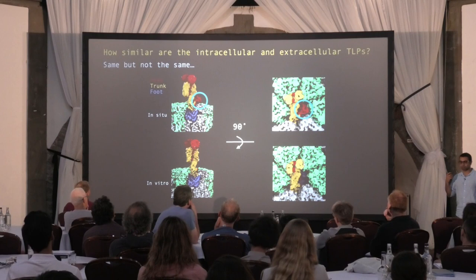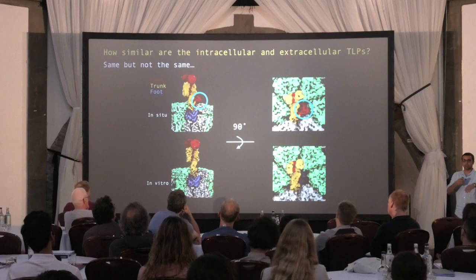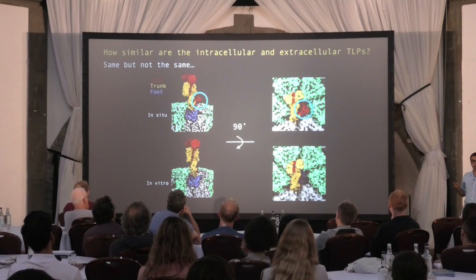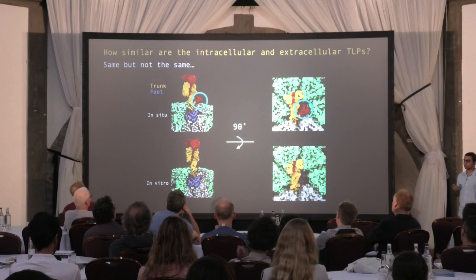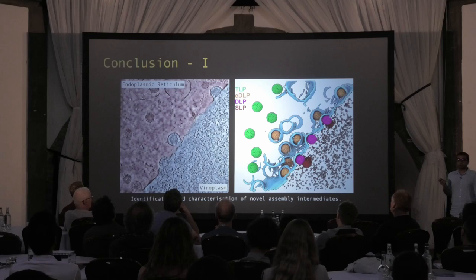And again, I won't get into the details, but we ran a lot of other confirmatory tests, and we were able to assign the density to the third copy of the head domain, which again had never been observed in any other reconstructions up until now. So that brings me to my conclusion. I'm just going to paraphrase them over here. So subtomogram averaging of infected cells resulted in the identification and characterization of novel assembly intermediates.